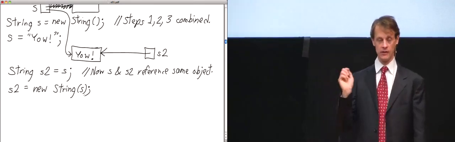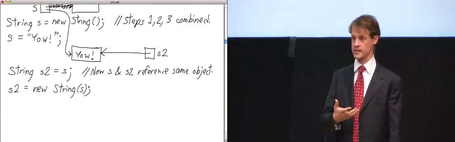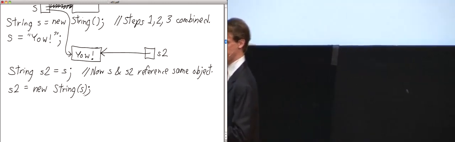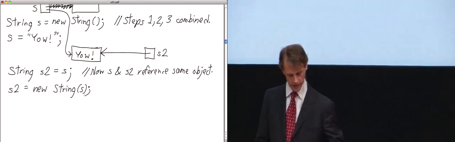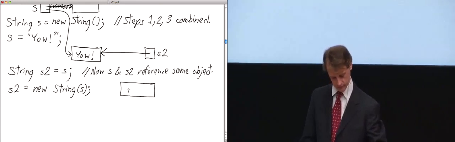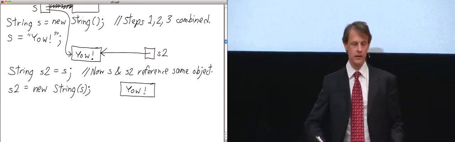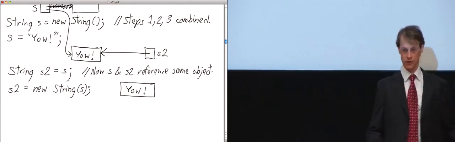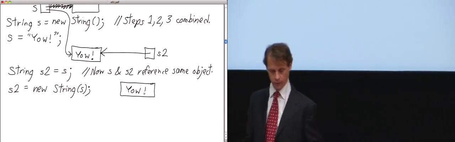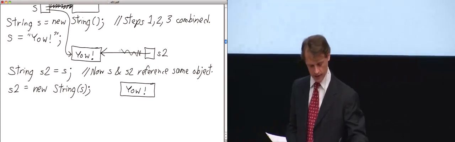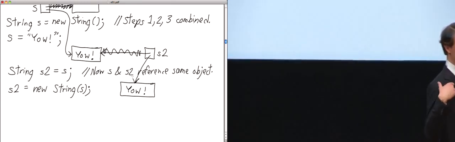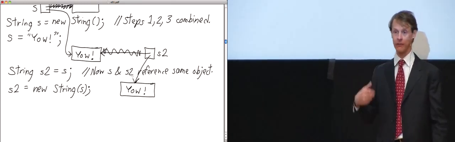What it does is it looks at the string object that s is pointing at, and it makes a copy of that object. So this constructor is going to make a new string that says Yao. So it's the same string, the same word as the other object, but it's not the same object. It's a different object with the same word. And now S2 gets assigned a reference to that string and doesn't point to the old string anymore.